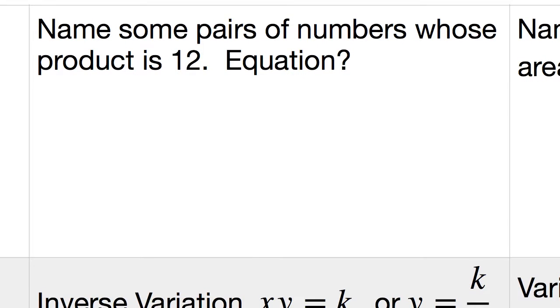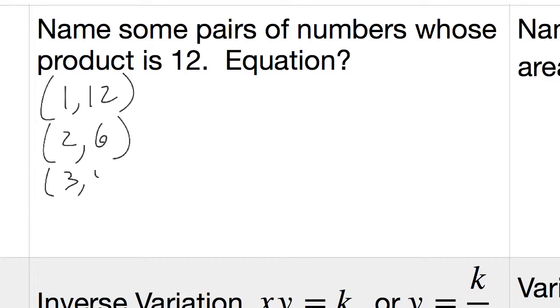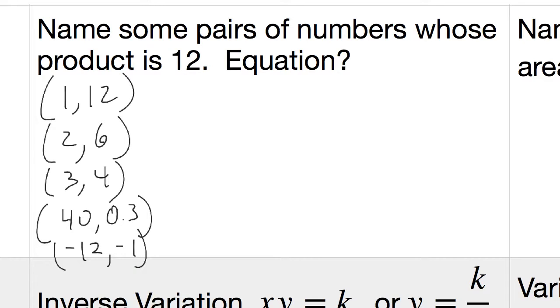Here, name some pairs of numbers whose product is 12. And can we come up with an equation? Yeah, so for example, 1 and 12, 2 times 6, 3 times 4. These are all pairs of numbers whose product is 12. You can even come up with some really strange numbers in decimals and negatives, but still the product is going to be 12, like 40 times 0.3. Or negative 12 and negative 1. In the end, the x value is still multiplied by the y value, and the product is a constant 12. It doesn't change throughout this example.